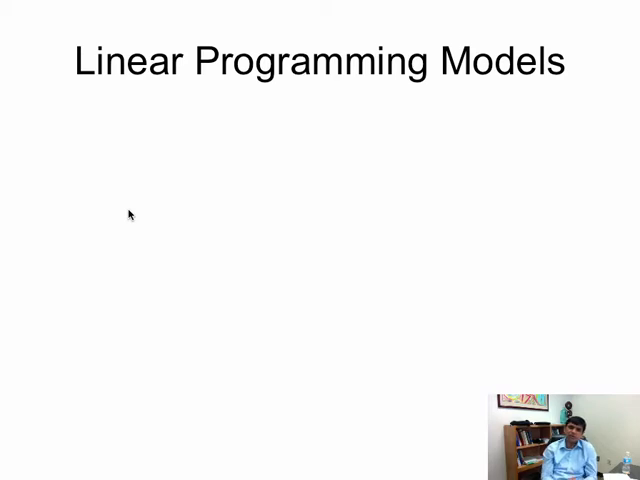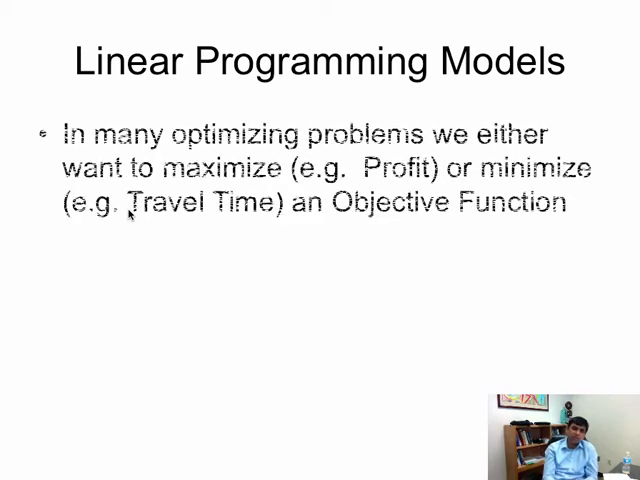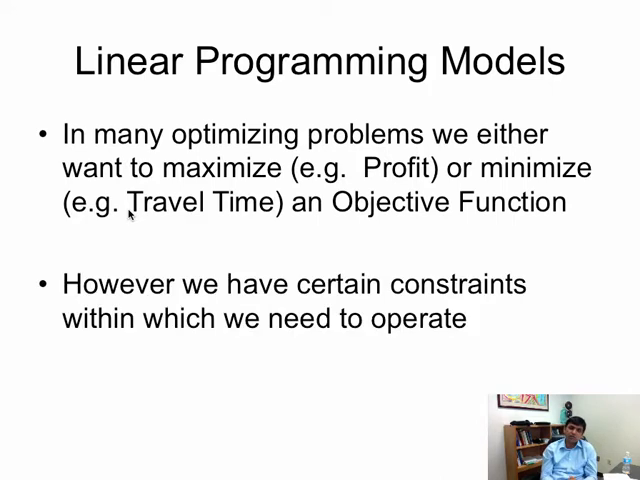So where will we use linear programming models? They will be useful whenever we have to solve an optimization problem which is linear in nature. We will talk about what linear in nature means, where we want to maximize, for example, our profit, or minimize, for example, travel time, on an objective function. However, we must fulfill certain constraints within which we need to operate.